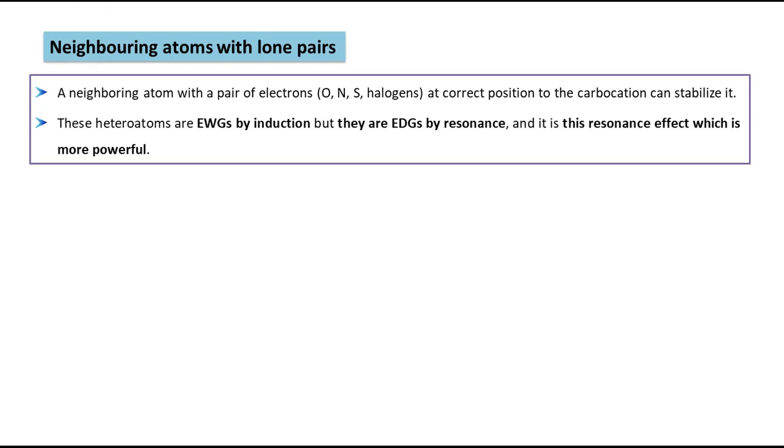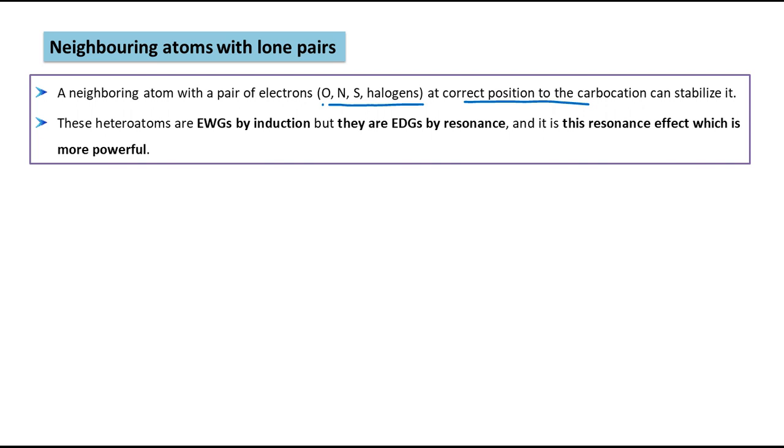Come to the third point, another kind of donating effect, but now lone pairs will be involved. A neighboring atom with a pair of electrons, for example oxygen, nitrogen, sulfur, halogen, at the correct position. It is not that the mere presence of O, N, S, halogen will stabilize it. No, it can donate a lone pair only if it is present at the correct position. This point is very important.